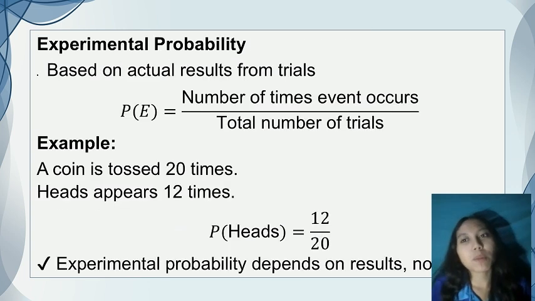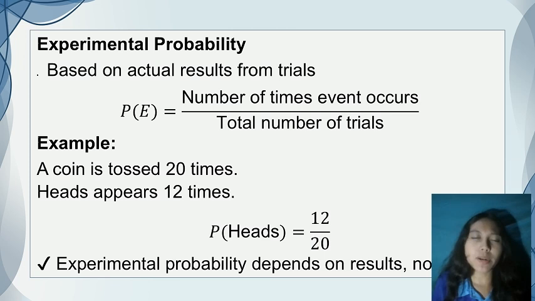So experimental probability is based on what actually happens when you do something. The formula for this is P of the event equals the number of times the event occurs divided by the total number of trials. An example of this: a coin is tossed 20 times. Heads appear 12 times. So P of heads is equal to 12 over 20. So experimental probability depends on results, not theory. Let's say, for example, you roll a die 30 times and the number 5 comes up 7 times. The experimental probability of rolling a 5 is 7/30.